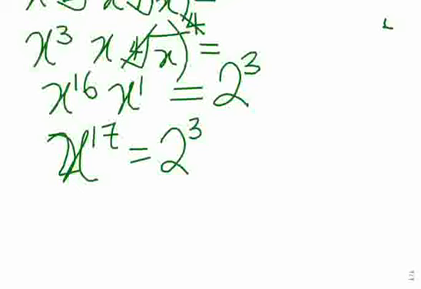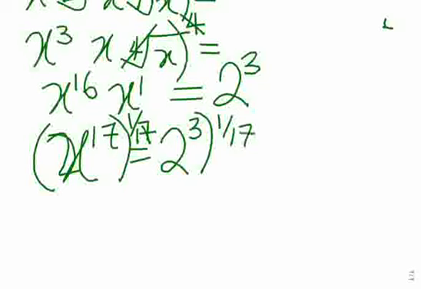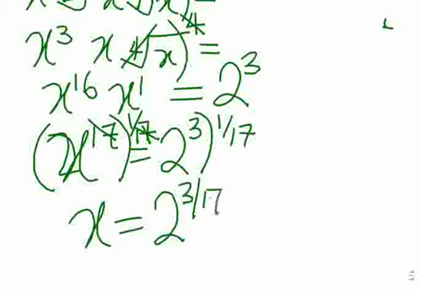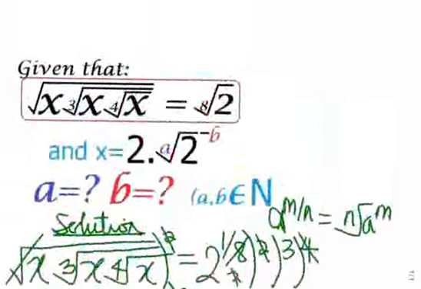If we have to solve for x here, we have to get rid of this power as the next thing. Getting rid of that power means we have to multiply both sides by a power of 1 over 17. If we do that, these 2 powers cancel themselves, leaving behind x equals 2 raised to power 3 over 17. So we are getting our x as 2 raised to power 3 over 17.